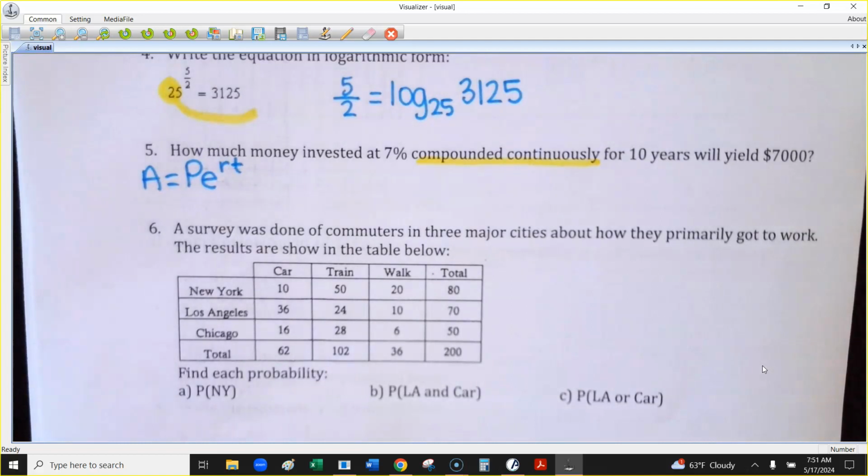All right, now all we're going to do is plug numbers into that equation from that description, and you guys are going to do that while I go figure out where my calculator is. So go ahead and look and see if you can plug that in. It says how much money invested at 7% compounded continuously for 10 years will yield. So you're going to have $7,000 in the account at the end.